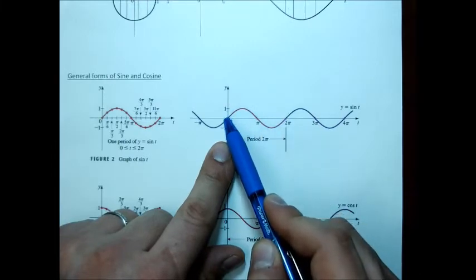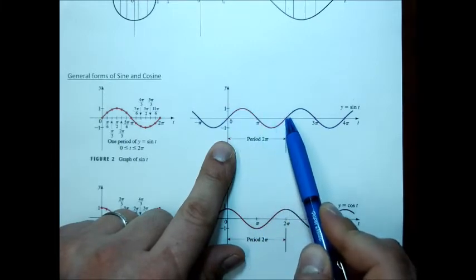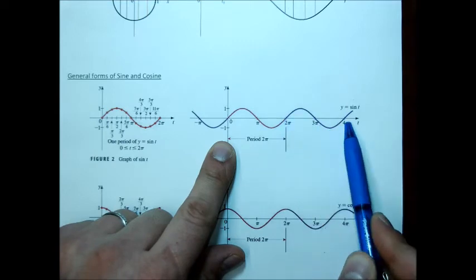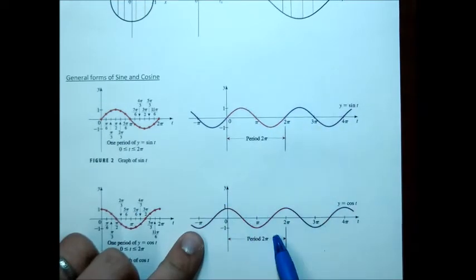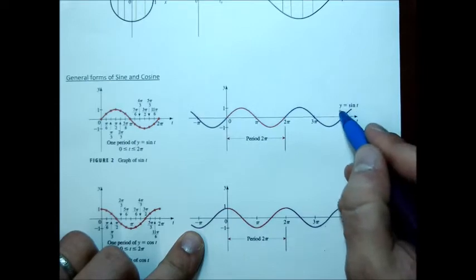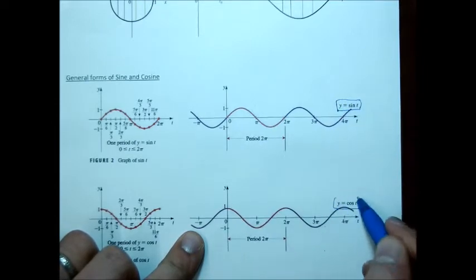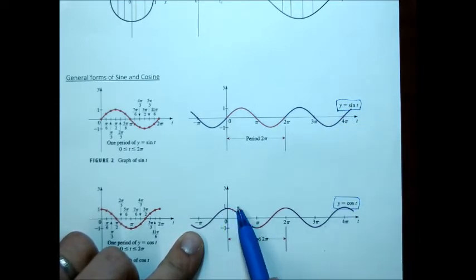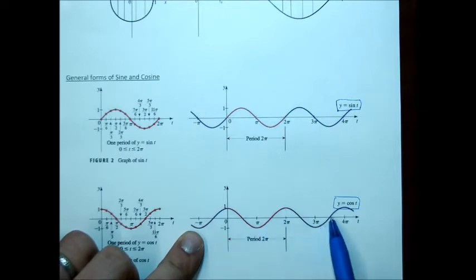We're showing one period of the graph because the graph starts to repeat itself right here. See how this is the starting point and it comes back to that point right here, and then it repeats itself again after that point. And same thing with cosine. Okay, so just to be clear again, this is sine up top, this is cosine down here, and we can see that cosine again repeats itself every 2 pi units.